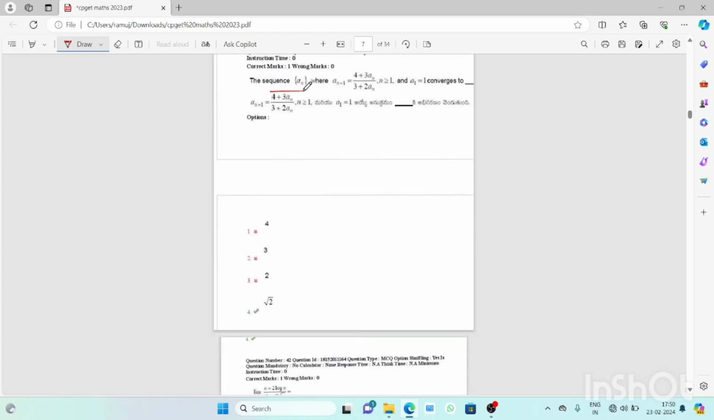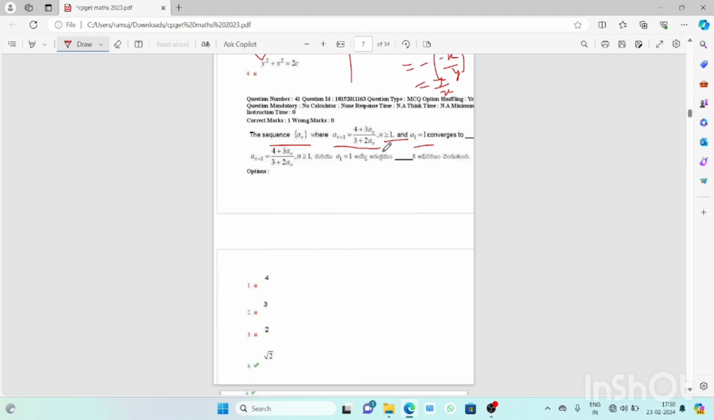The sequence an, where an plus 1 is equal to 4 plus 3an divided by 3 plus 2an, n is greater than or equal to 1, a1 equal to 1, converges to what? He is asking for the limit of this sequence. He already provided that a1 is equal to 1, so we need to find the limit value of the sequence an. I already discussed this type of problem in my previous videos.